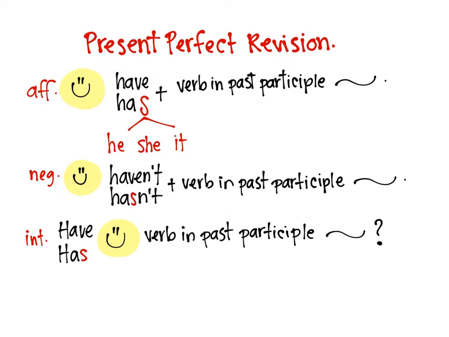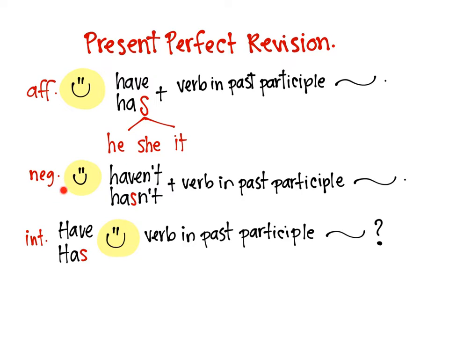For that, we're going to start with a revision of the formula. In affirmative, we need a subject, and after the subject, we need the auxiliary have and has. Remember that has is with he, she, and it. And we need the verb in past participle and our complement. The verb in past participle would be something like break, broke, broken. Broken is a past participle.